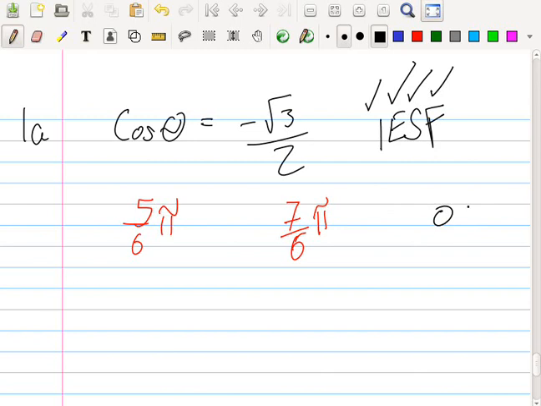So I need to make sure my answers are between 0 and pi. Is this one between 0 and pi? Yes. Is this one? No. So I can add or subtract 2 pi to it, but it will do no good here. Because if I add 2 pi, what will happen? It'll be too big. And if I take away 2 pi, what will happen? Yeah, it'd be negative. So in fact, we cannot fix this. So this one is rejected.